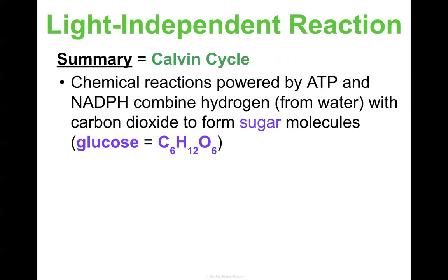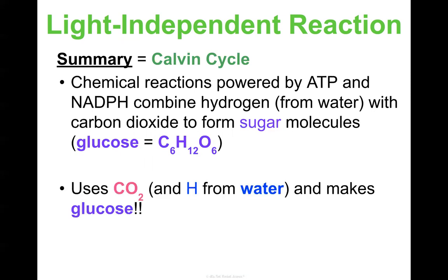So chemical reactions powered by ATP and NADPH combine hydrogen atoms, which were stripped off from the water molecules, with carbon dioxide to form sugar molecules. So you remember we had carbon dioxide, which is carbon atoms and oxygen atoms. And then we broke apart the water, which had hydrogen atoms and oxygen atoms, and the oxygen atoms were sent away from the plant. They were exhaled as waste. But we have all of the things that we need to create glucose when we rearrange them. This uses carbon dioxide and hydrogen from water, and it makes our glucose.